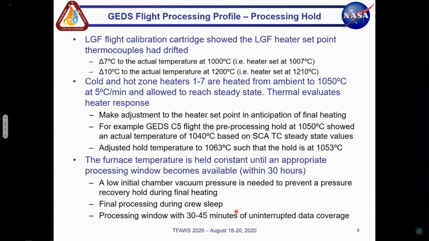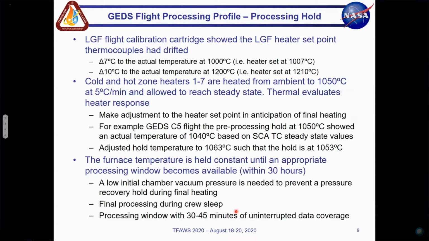On the LGF flight calibration cartridge, the LGF heater set point thermocouples had drifted. So prior to running GEDS, ESA ran a calibration cartridge, and this showed that when they were holding at steady state at 1,000 degrees Celsius, there was an actual 7-degree difference between their calibration cartridge and the furnace. Therefore, they had to set the furnace to 1,007 degrees Celsius, such that the cartridge would read 1,000 degrees.